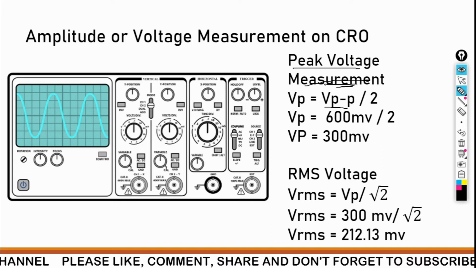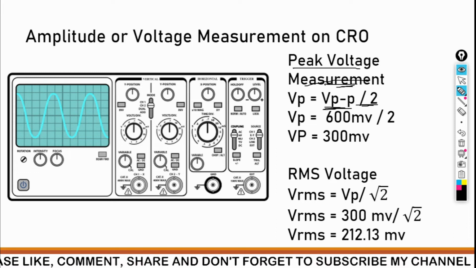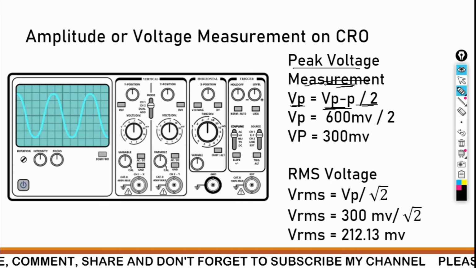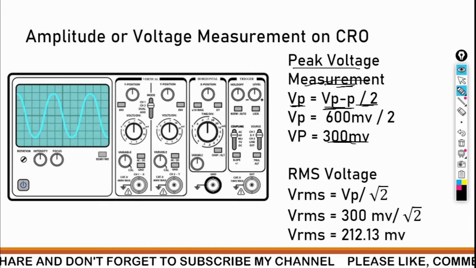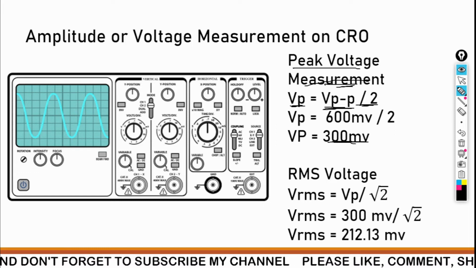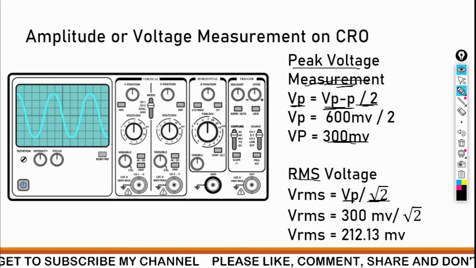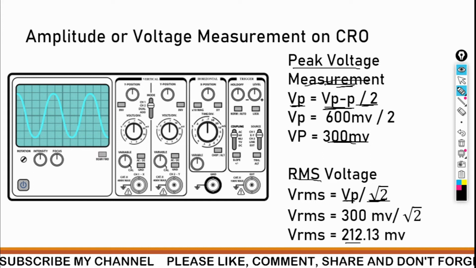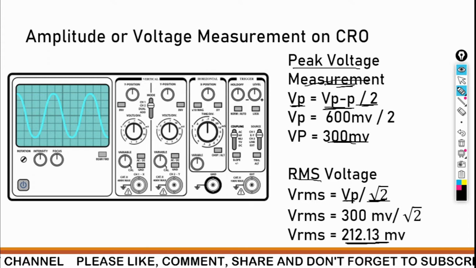Now if we want to measure only the peak, what will be the formula? That is equal to VPP divided by 2. You know peak to peak is nothing but 2 VP, so that's why VP is VPP divided by 2. So 300 millivolt will be the peak voltage. And what is RMS voltage? Peak voltage VP divided by root 2 is called the RMS voltage. So according to this formula, 212.13 millivolt will be the RMS voltage.